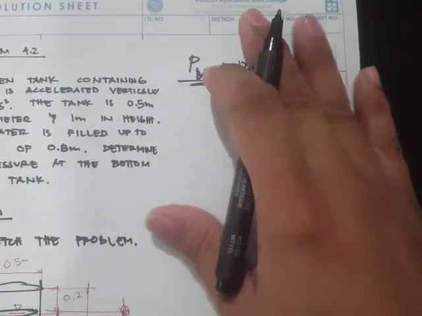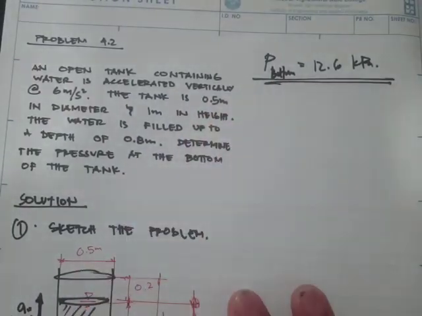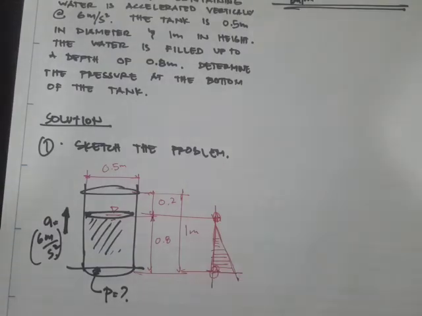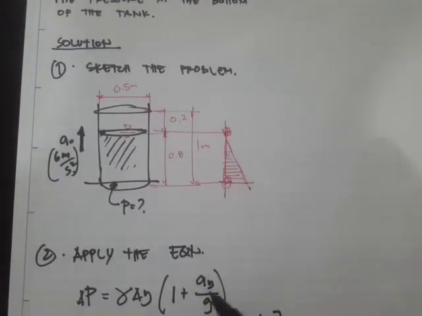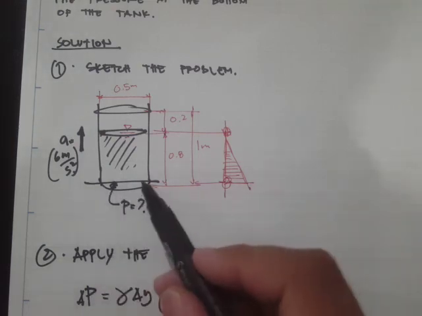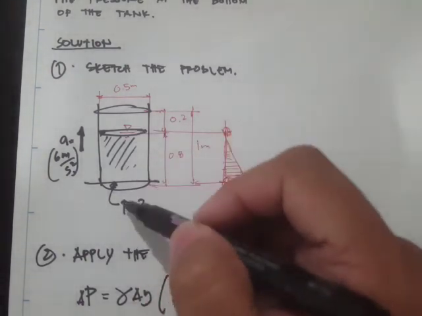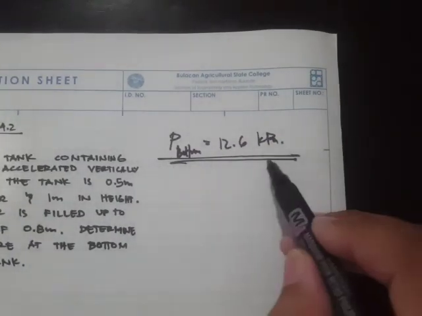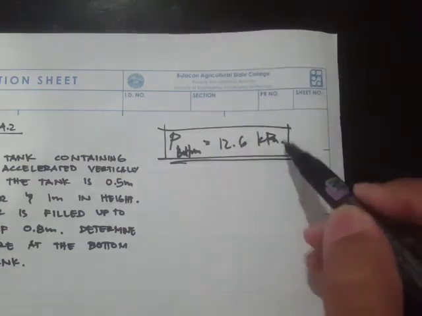Again, if we review our steps, we first sketch the problem, and then we apply the equation. Since we have the acceleration, the delta y, the unit weight, and the value of the g constant, we can solve for the unknown, which is the pressure at the bottom. That's the gauge pressure. We substitute all the values, and we obtain this pressure, which is 12.6.